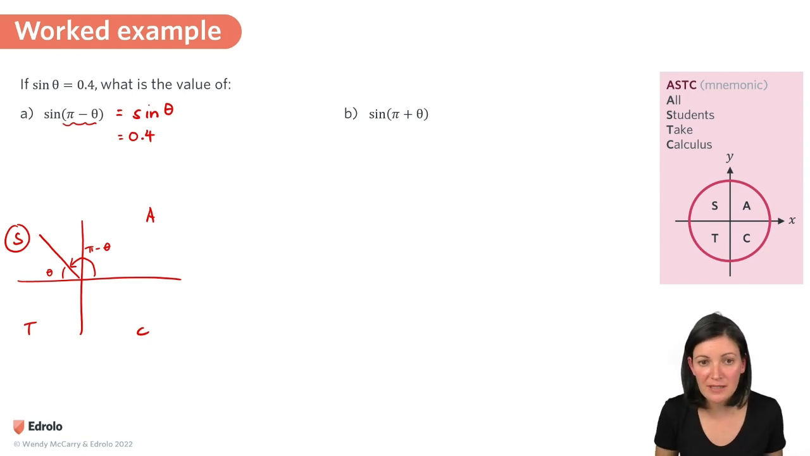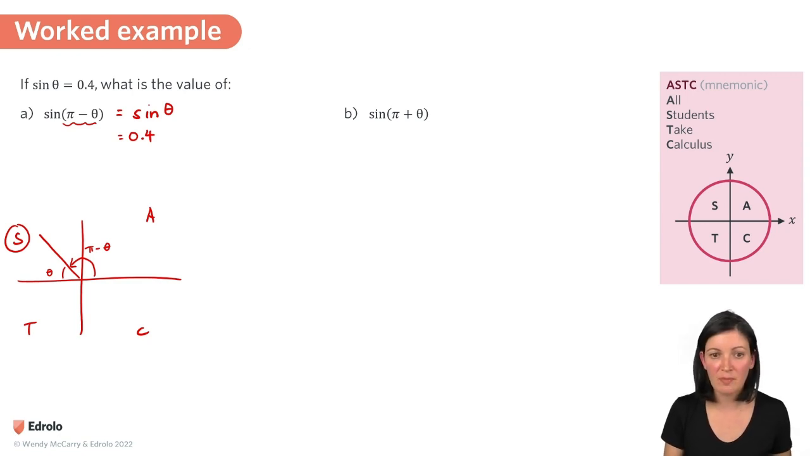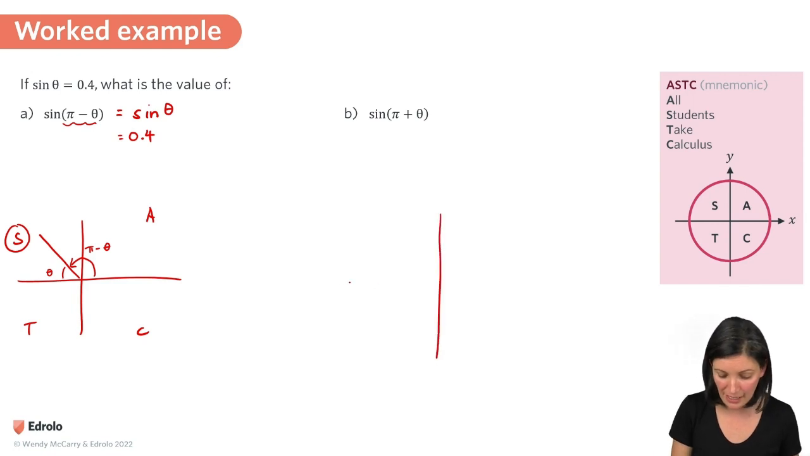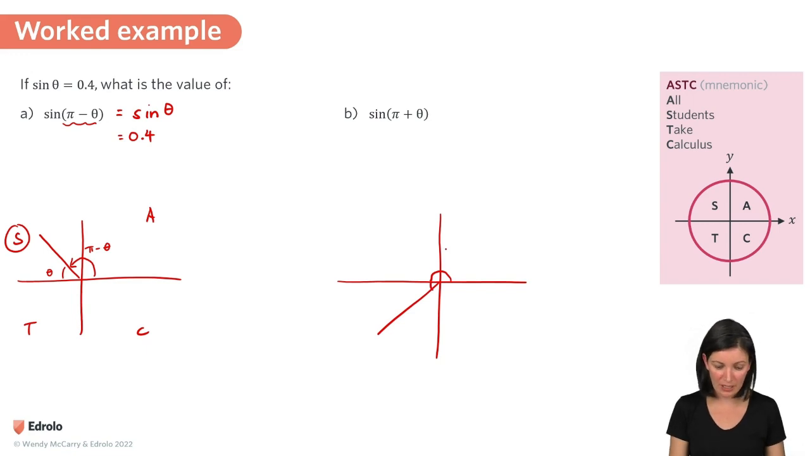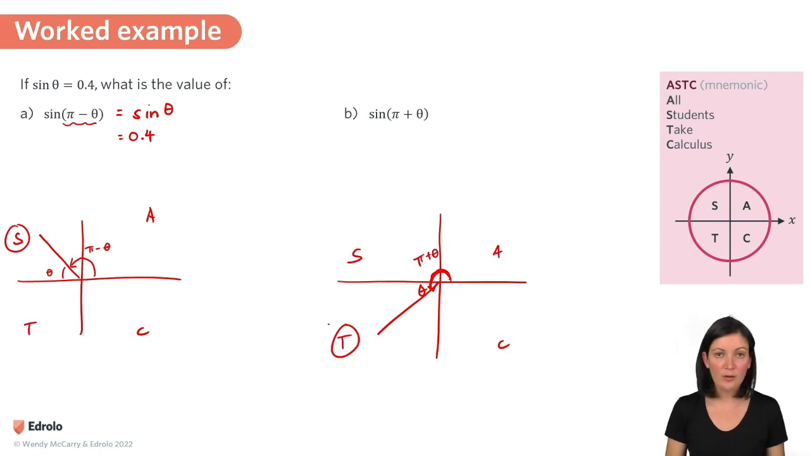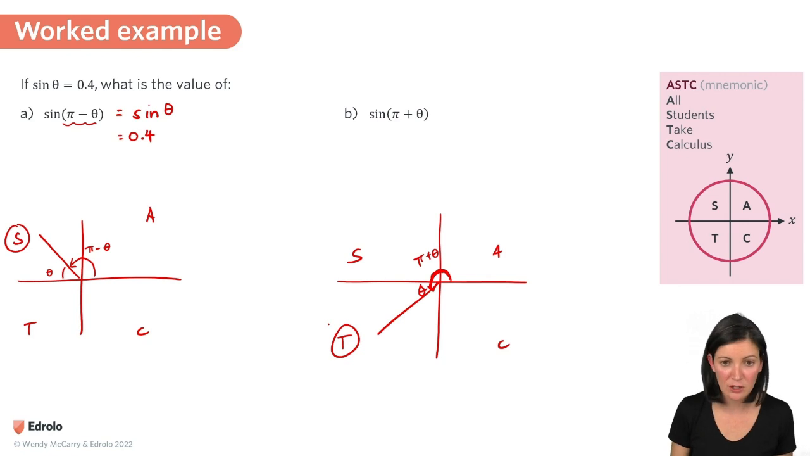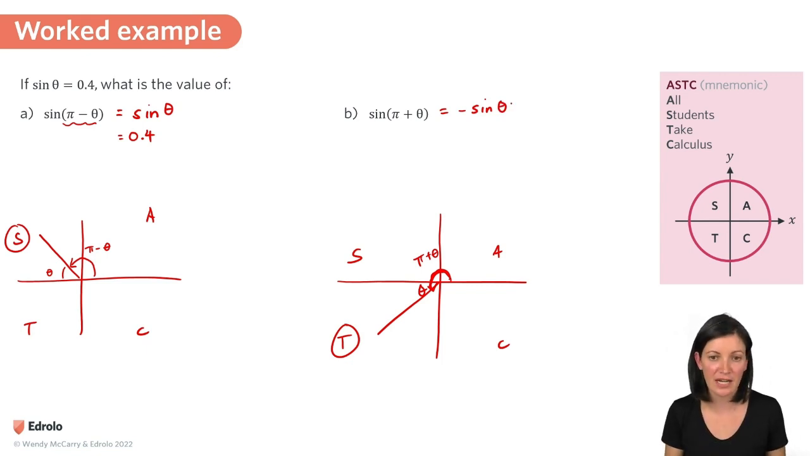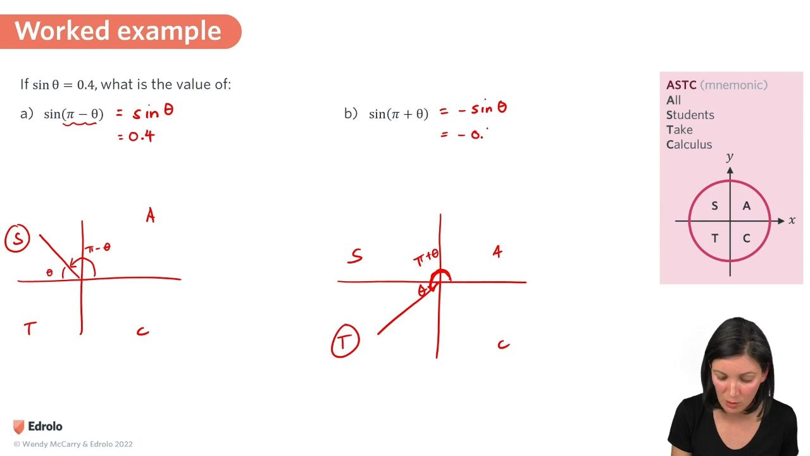Okay, similarly, let's look at part B. Now we've got the sine of pi plus theta. So what quadrant is that in? So pi plus theta would be down here. So this whole thing here would be pi plus theta, that angle there. So that's in my third quadrant. And again, if I label ASTC, I know that only tangent is positive in that quadrant. So that's got to be equal to a negative value of sine theta. So the negative of sine theta would just be negative 0.4.